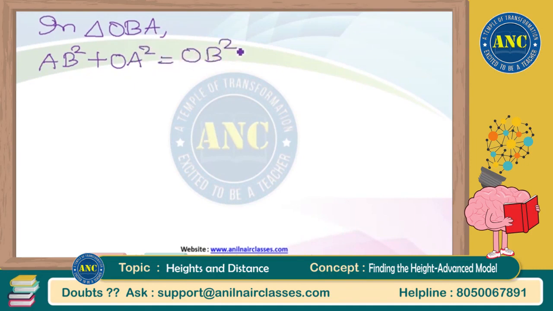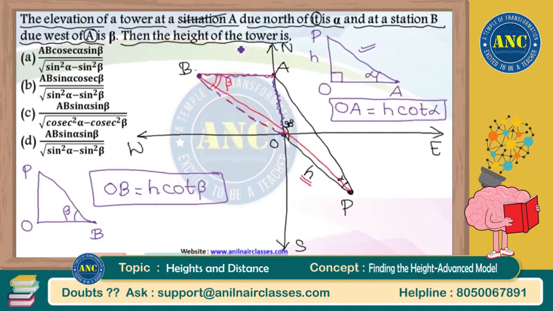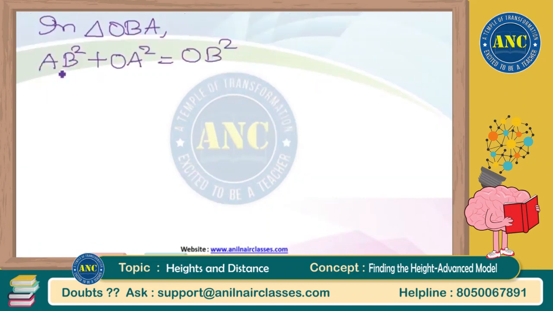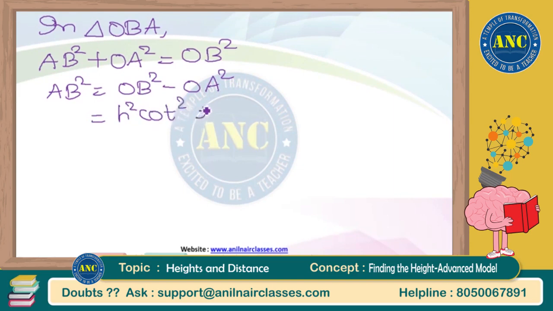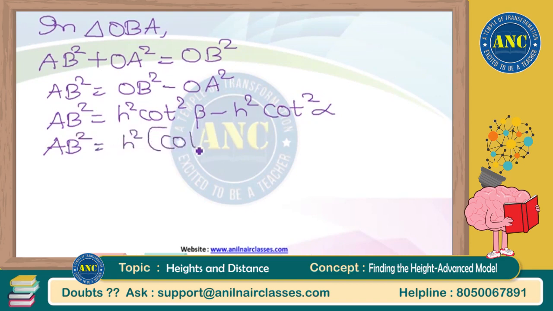The hypotenuse is OB square. But what is it that you need to find? You need to find OP, right? OP height is what we need to find. Let us come to that part later. So AB square can be written as OB square minus OA square. Why did you write like this? OB is H cot beta, I know it. OA is H cot alpha, I know it again. So AB square is nothing but H square common factor, cot square beta minus cot square alpha.